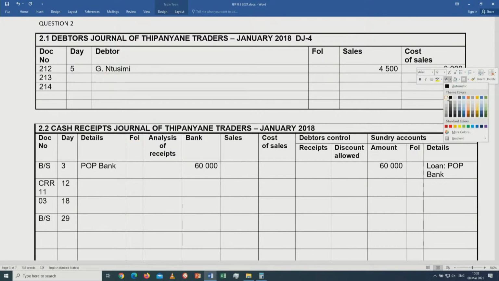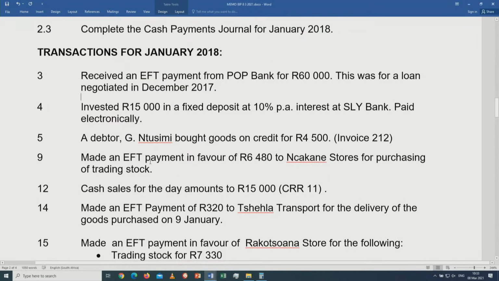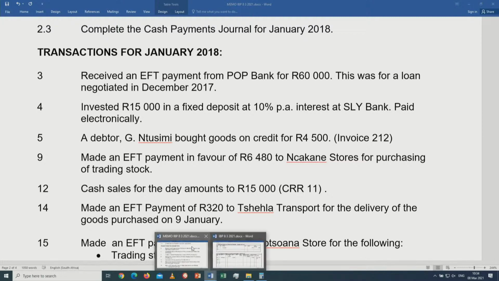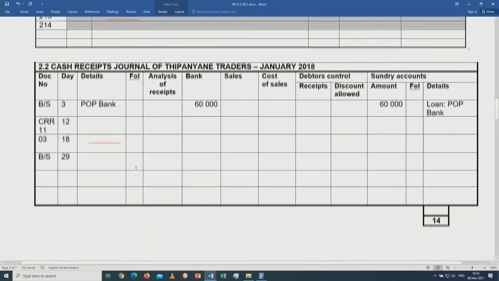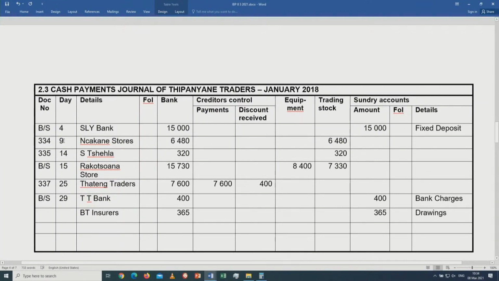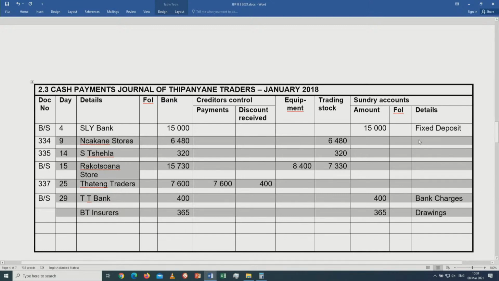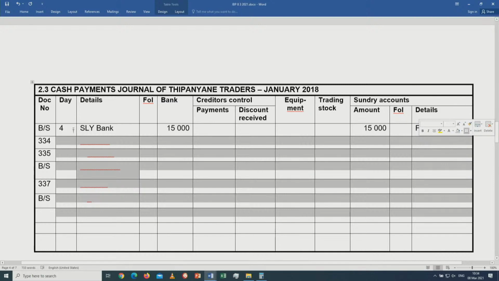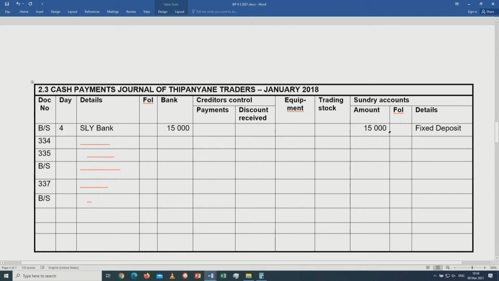All right, then let's move to our second transaction, which will be on the 4th. Invested 15,000 in a fixed deposit at 10% per annum interest at Slay Bank, paid electronically. When you invest, it means you're taking money out of your business and paying it somewhere, or keeping it somewhere. So we need to use which journal? Cash payment journal. Under cash payment journal, you have Slay Bank. How much was it? It is 15,000. What was it for? It was a fixed deposit under the sundries account.